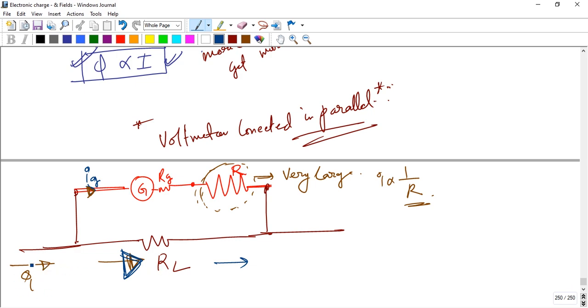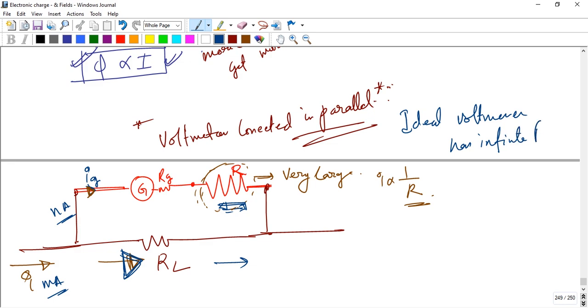The main circuit current does not change hugely, only very slightly. Suppose it is in the milliampere order, the loss here is in the nanoampere order. That's a very negligible change. That's why a huge resistance is connected in series. So the ideal voltmeter has infinite resistance.